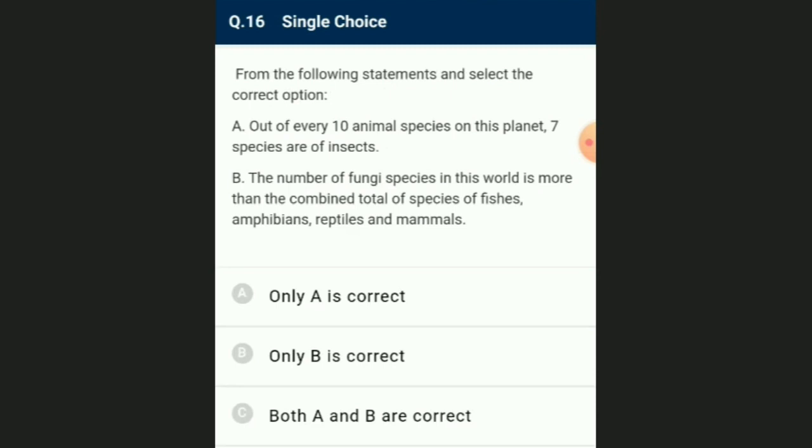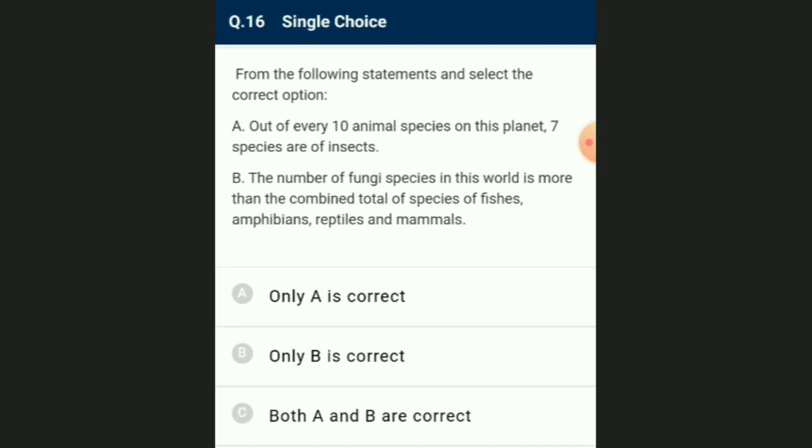Question number 16. Read the following statements and select the correct option. Here totally there are two statements given. See the first statement. Out of every 10 animal species on this planet, 7 species are insects. Yes, that statement is correctly given. Among animals, insects are the most species-rich taxonomic group, accounting for more than 70% of the total. Hence, out of every 10 animals on this planet, 7 species are insects.